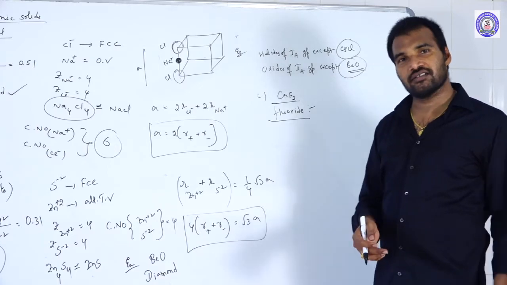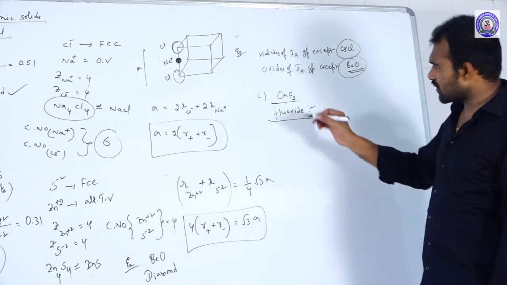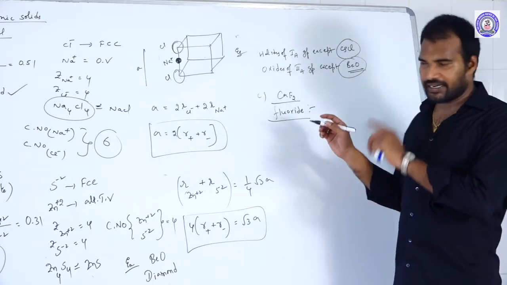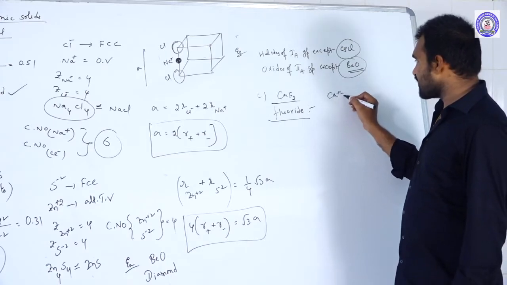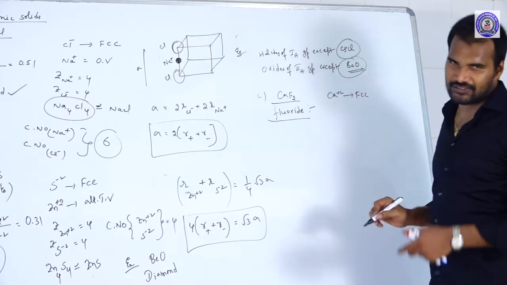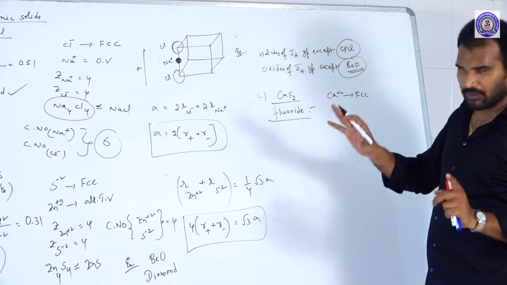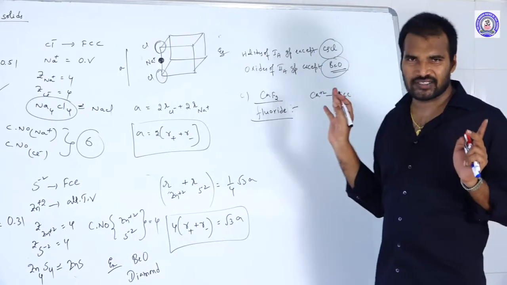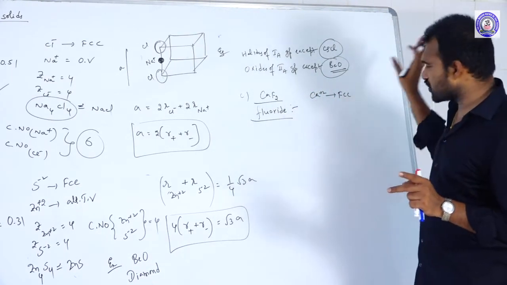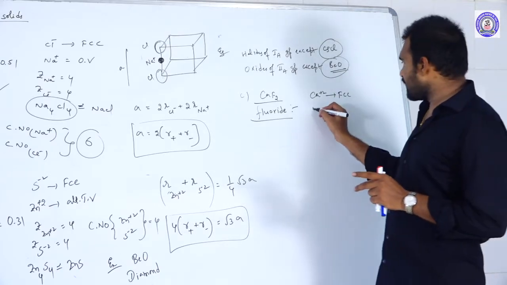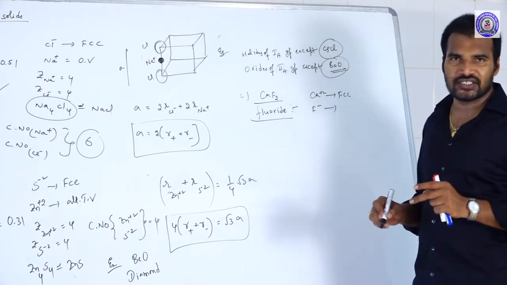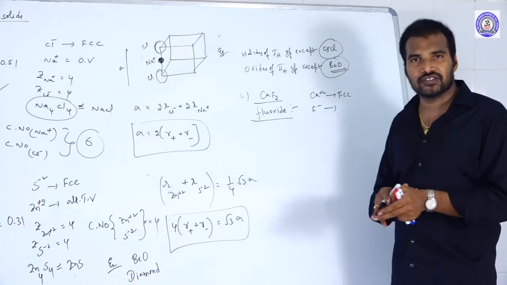In this AB2 type, when you compare Ca plus 2 and F minus, which is larger? Ca plus 2 is larger. So always the larger ion forms the crystal lattice. That is why here Ca plus 2 will form the FCC lattice. Clear? So remember, almost all are FCC lattices only. Ca plus 2 will form the FCC lattice, and F minus will occupy.